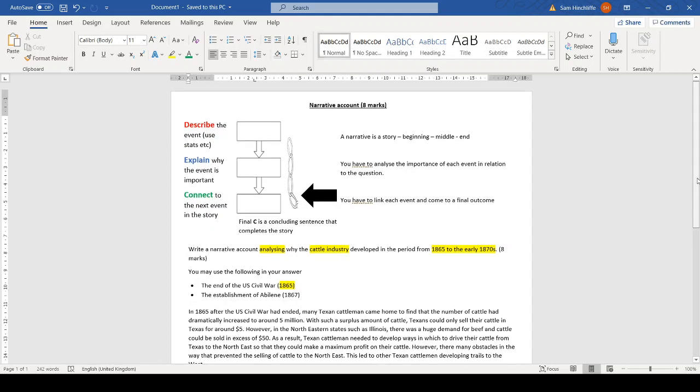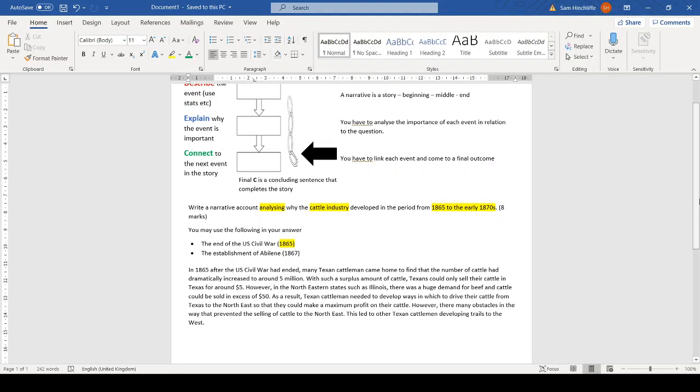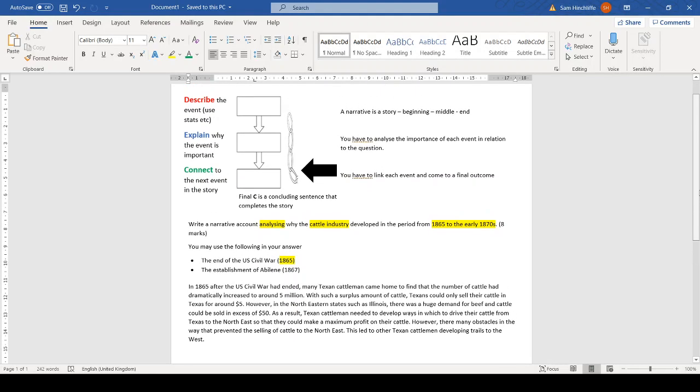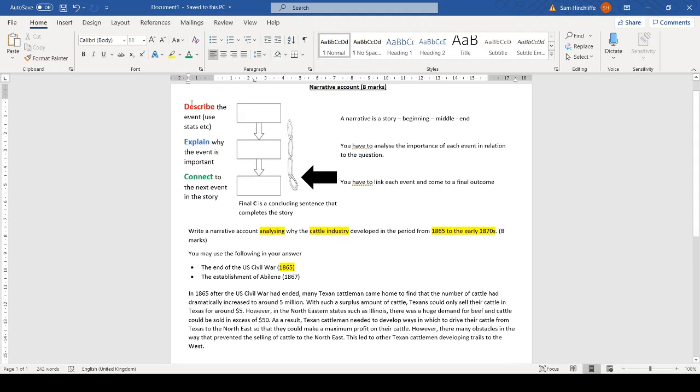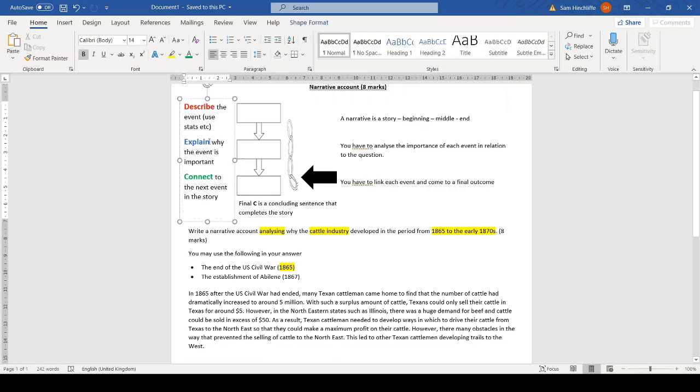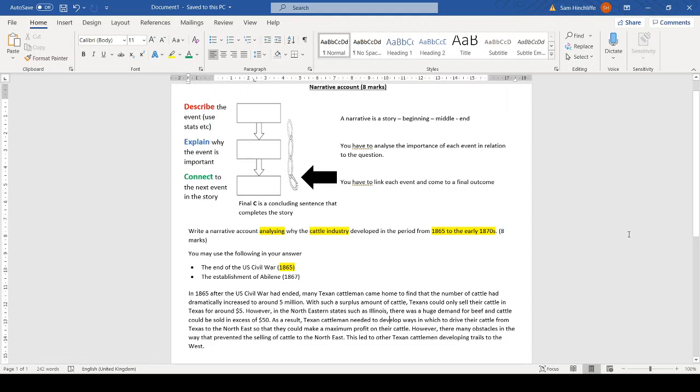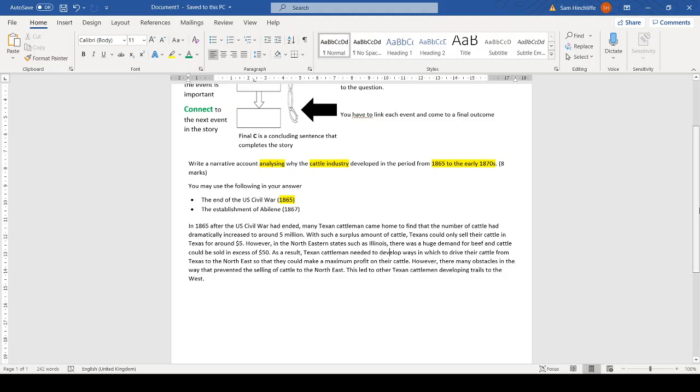So I'll show you, I've done an example paragraph, and I'll show you where the deck kind of is within that paragraph, and I'll highlight it as well. So we've got red for describe, blue for explain, and green for connect as well. So let's have a quick read.